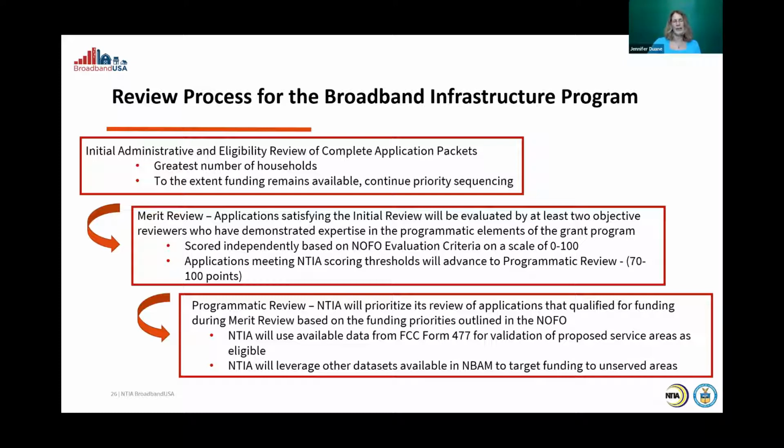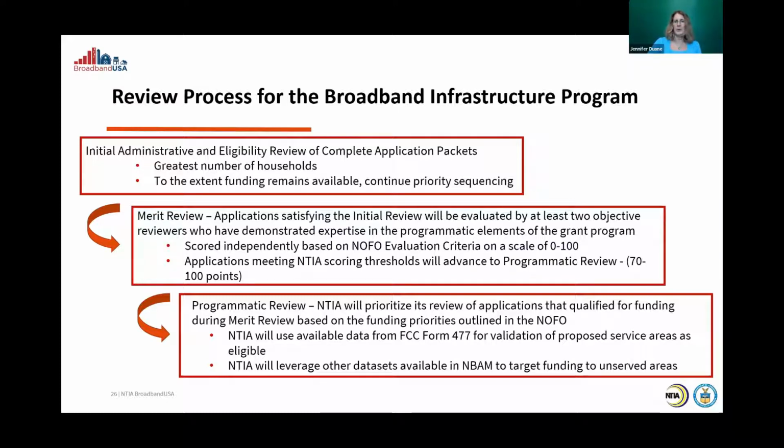Then we'll be looking at what it's proposing to do, because we're going to be doing a priority sequencing. When I discussed the priorities a couple of slides ago, the number one priority under the Act is to deliver qualifying broadband service to the greatest number of households in a proposed service area. So we'll be focusing initially on applicants that come in with that type of proposal to deliver broadband service to unserved households. And we'll continue that priority sequencing through the remaining priorities to the extent that funding remains available under the program.